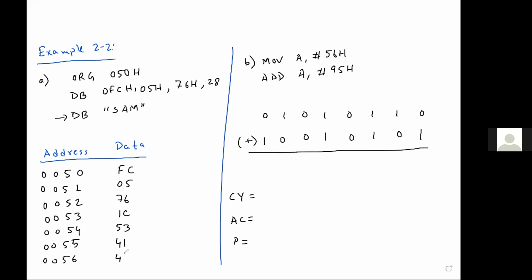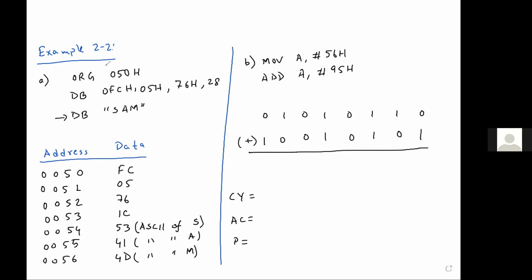And this will be 4D. So if I write in comment, this is actually ASCII of capital S, the same thing, this is ASCII of capital A, and this is ASCII of capital M. So someone had a question that why we need to specify, or what is the purpose? So this is the purpose.